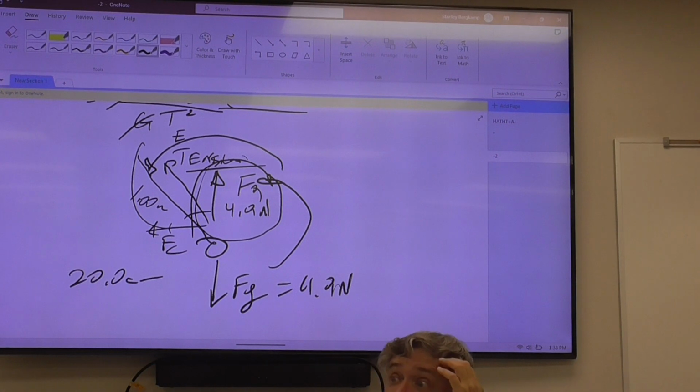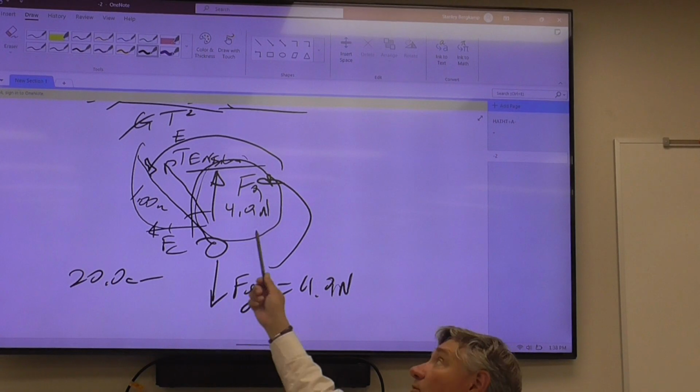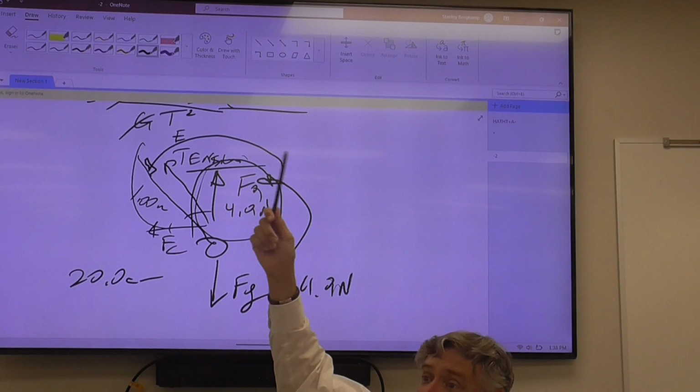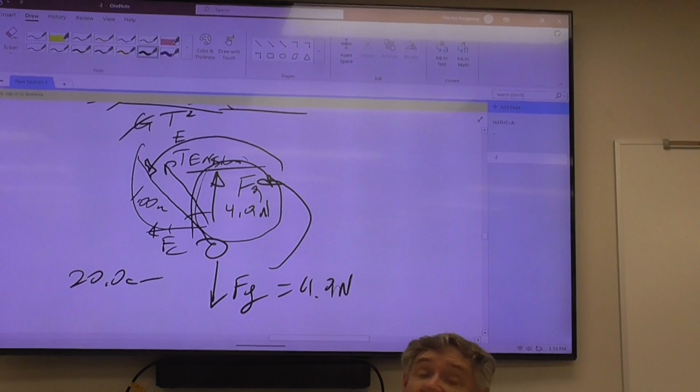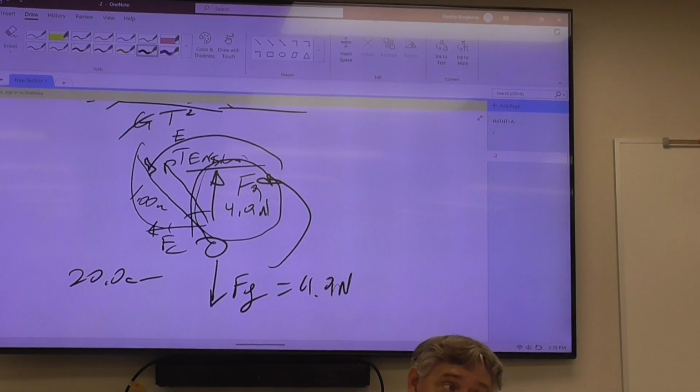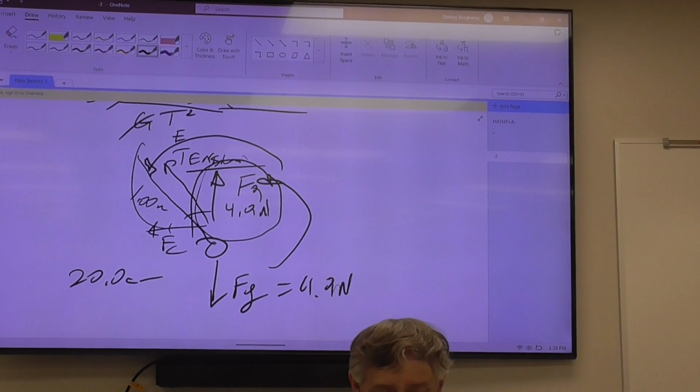Bigger. It's the hypotenuse. Okay, it's not going to be a lot bigger. So you know your tension has to be bigger than 4.9. Okay, has to be bigger. Not a whole lot, maybe a tenth bigger, because it's a pretty shallow angle.